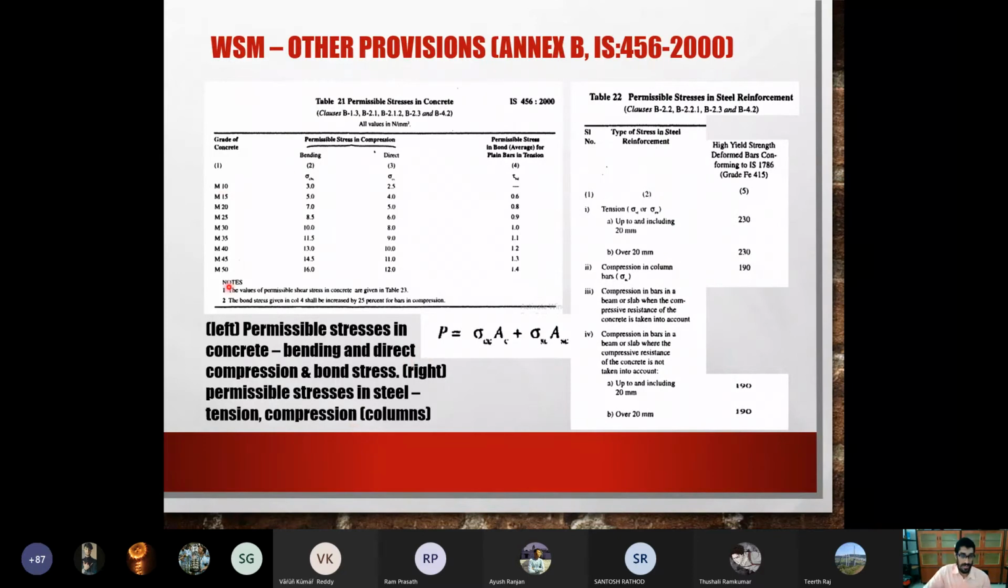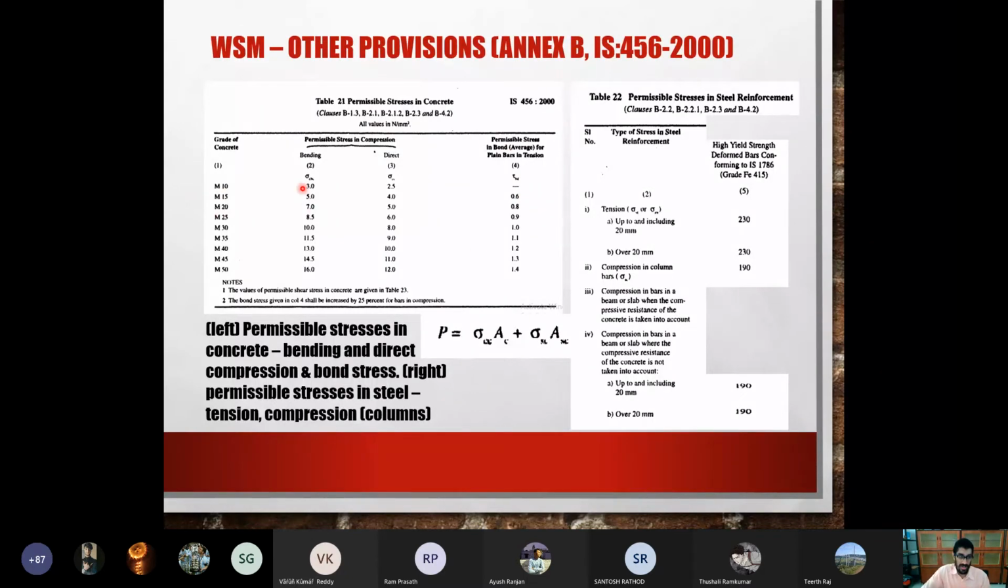Okay, so you have different grades of concrete. You can see permissible stress in compression, direct compression, bending compression. Direct compression, this says sigma cc, concrete compression. This one says sigma cbc, or concrete bending compression. And bond stresses. Okay, bond stress is the stress with the steel reinforcement bonding. So that at least you don't need to bother for now.